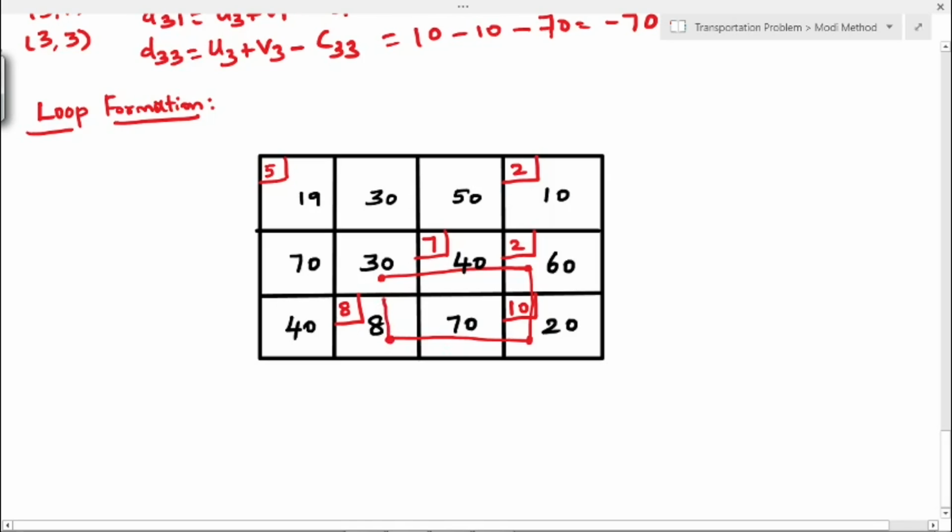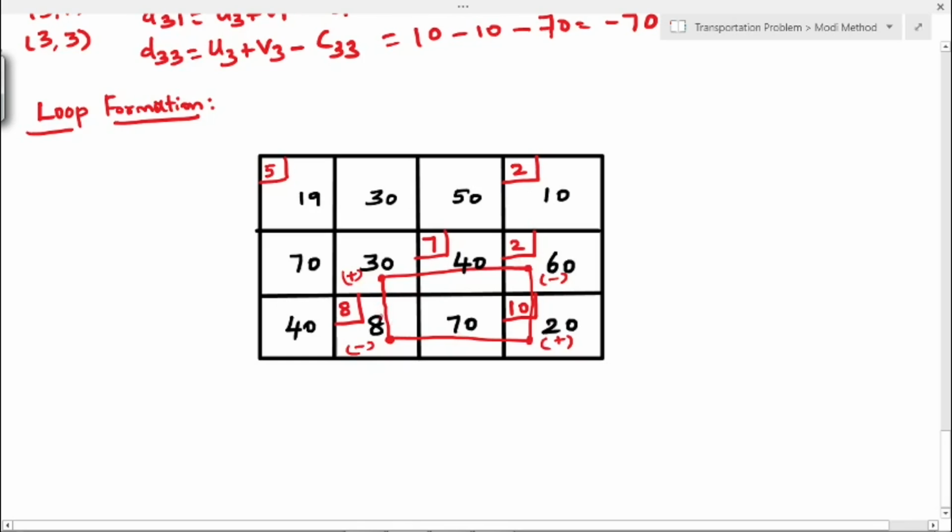Again I go back to the starting position. So this is the final loop. I start with an unoccupied cell and I can go only to the occupied cells. So I start here. This point is a positive sign and this is my second position. So I am assigning a negative sign here. This is my third position, positive, and this is my fourth position, that is negative. So I have assigned alternate plus and minus signs.